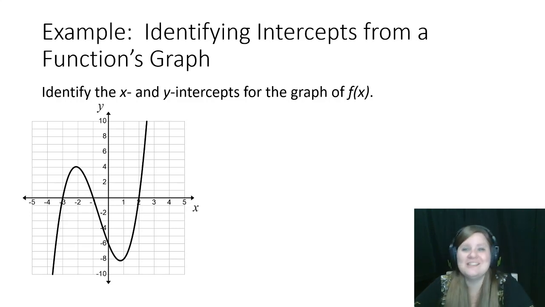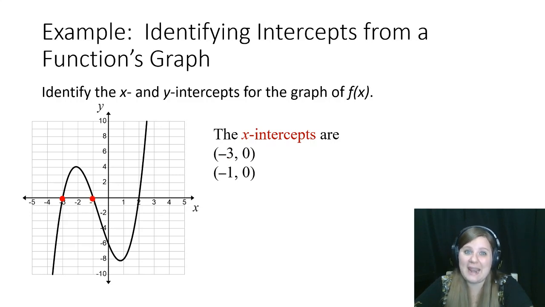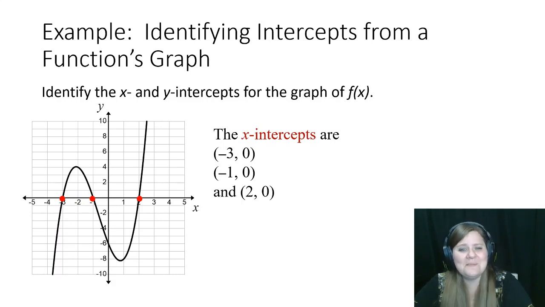I see 1. So let's go ahead and identify these. All right, so I see (-3, 0), (-1, 0), and (2, 0). Those are my x-intercepts. Note that intercepts are written as points, okay? MyMathLab may or may not have you write them as points in your answer just for simplicity, but make sure that you write them as points on your paper and on your tests, okay? Because they are, in fact, points.